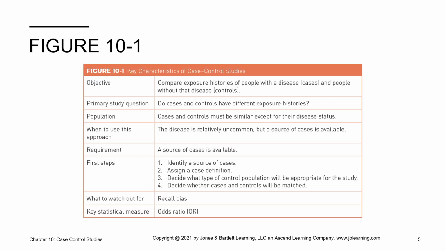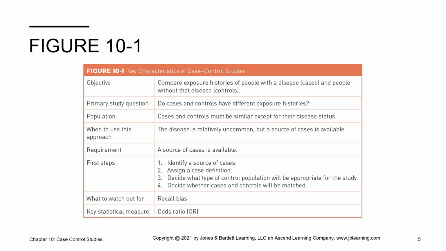Figure 10.1 goes over the key characteristics of a case control study. The objective is to compare exposure histories of people with a disease, the cases, and people without the disease, the controls. The primary study question is something like, do cases and controls have different exposure histories? The population includes cases and controls that you want to be as similar as possible except for their disease status.